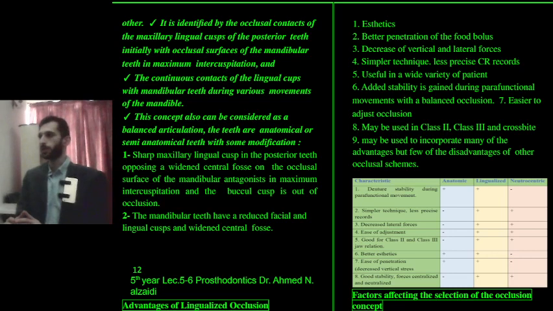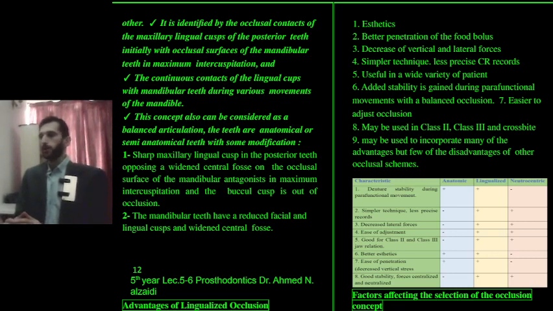Number 1 modification: sharp maxillary lingual cusp in the posterior teeth opposing a widened central fossa on the occlusal surface of the mandibular antagonists in maximum intercuspation, and the buccal cusp is out of occlusion. Number 2: mandibular teeth have reduced facial and lingual cusps and widened central fossa.